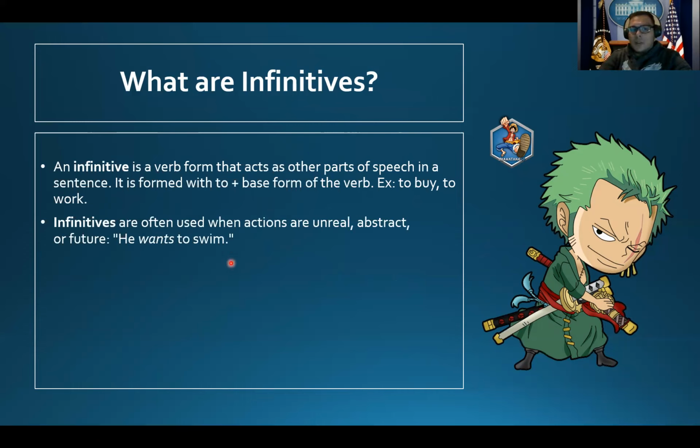Infinitives are often used when actions are unreal, abstract, or future. In the example that we have here, he wants this one. So this is basically what infinitives are. You can relate them to gerunds in that they are verbs, but they do not act as verbs anymore. Gerunds act as nouns, and infinitives act as other parts of speech, so more than nouns, but we're going to cover that a little bit down the line.